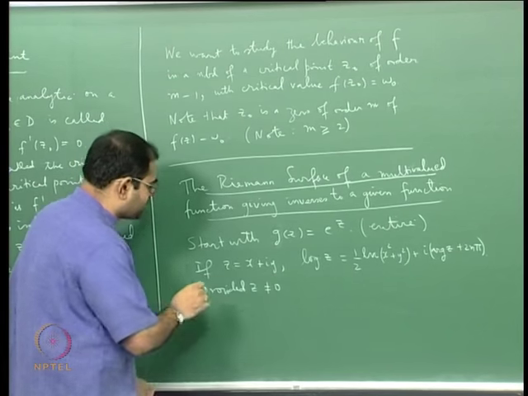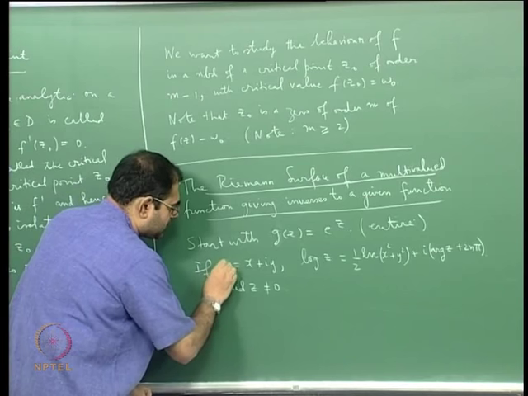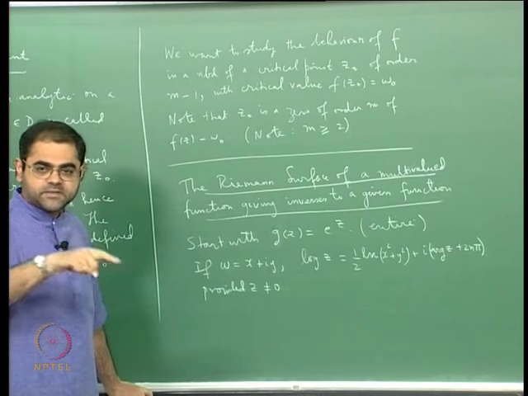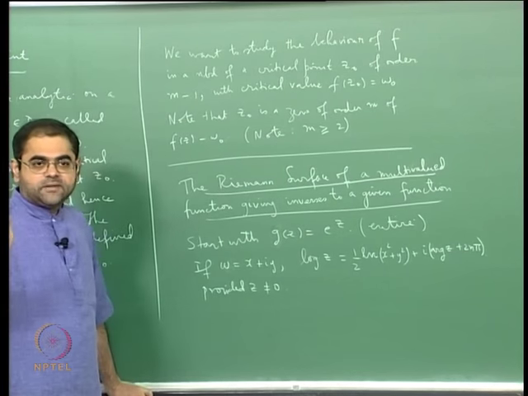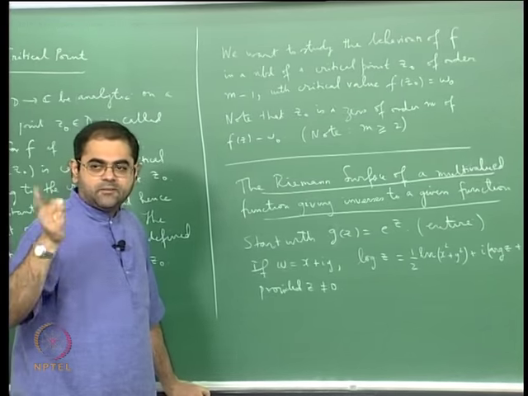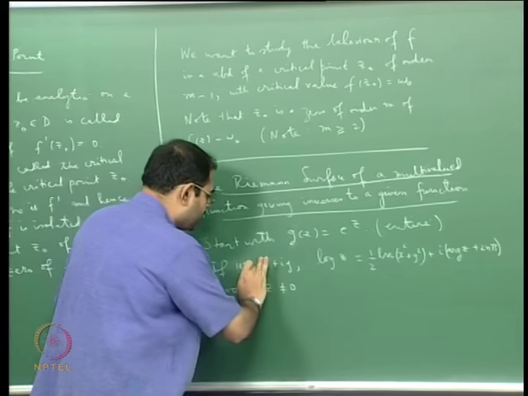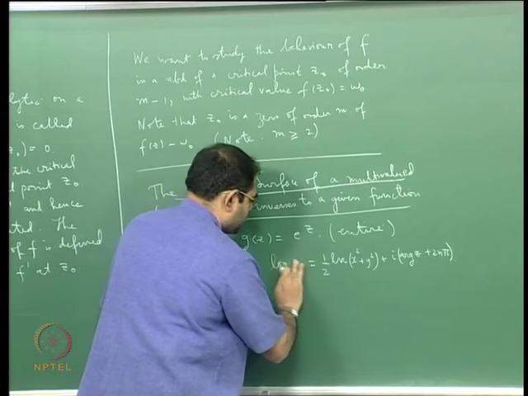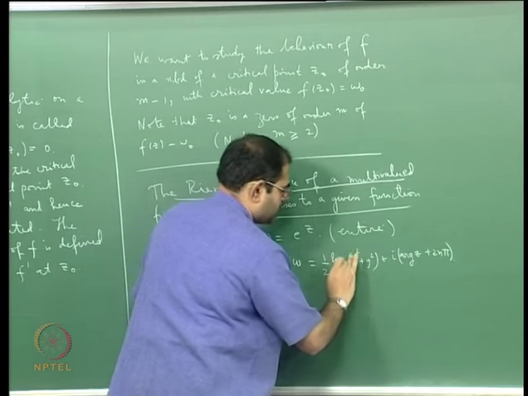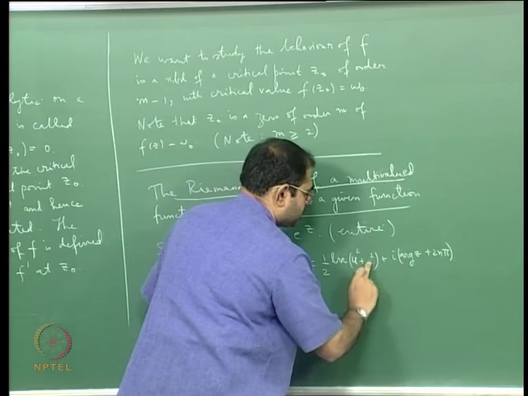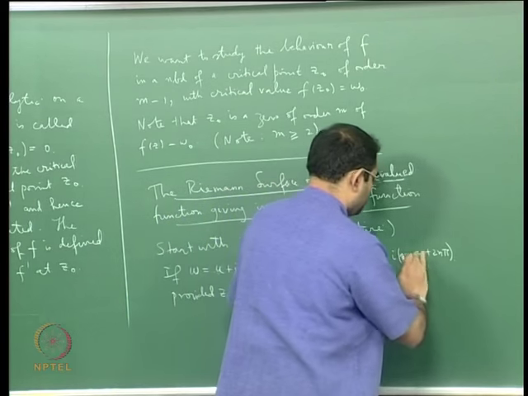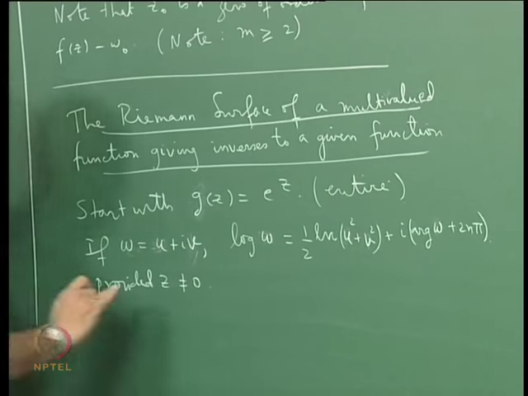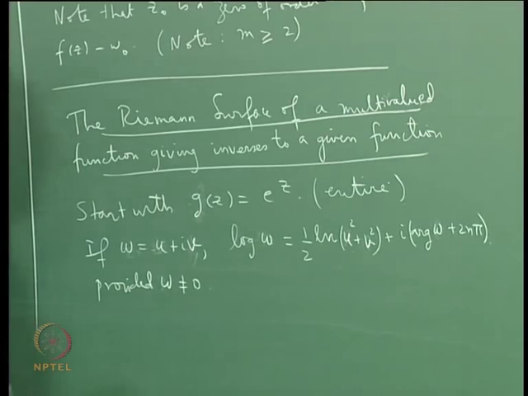So let me change everything to w. The source complex variable is z, whose real and imaginary parts are x and y. The target complex variable is w, and I will put the real and imaginary parts as u and v, so w is u plus iv. If I do that, I will get something like this. Log w is the log of u squared plus v squared, plus i times the argument of w plus 2n pi, provided w is not 0.